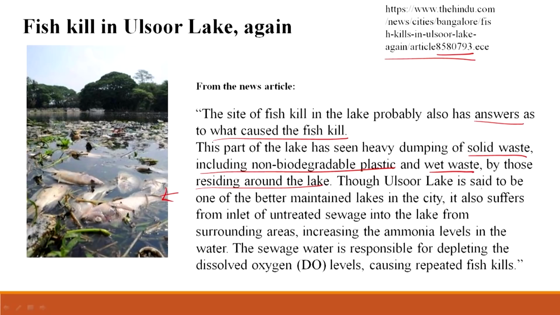Though the lake is said to be one of the better maintained lakes in the city, it suffers from ingress of untreated sewage. Sewage means human feces and so on, coming into the lake from surrounding areas, which also leads to an increase in the ammonia levels in the water. Sewage water is responsible for depleting the dissolved oxygen levels, causing repeated fish kills. It will also kill most of the aquatic life, I guess.